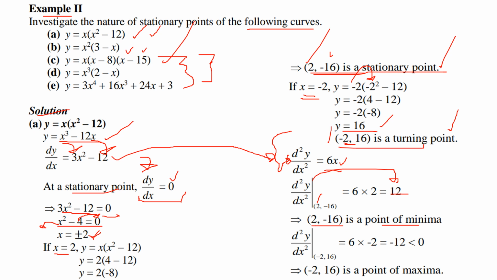And then we also substitute for the point with negative 2 for the values of x in the second derivative. Doing that here, we end up with 6 times negative 2, which gives you negative 12. And negative 12 is below 0, or is less than 0. And any number less than 0 means that the given point is a point of maximum.